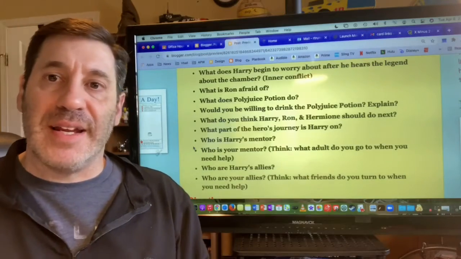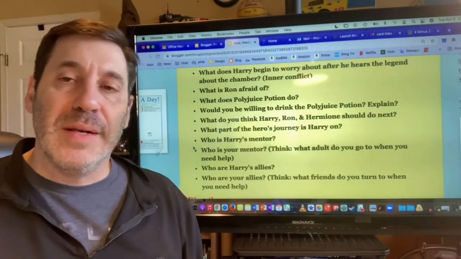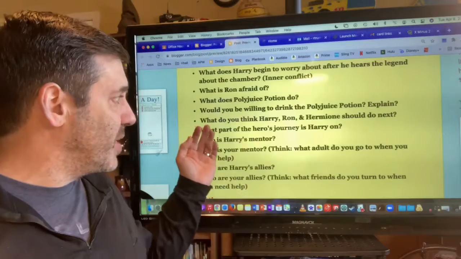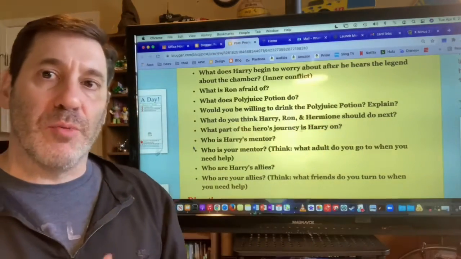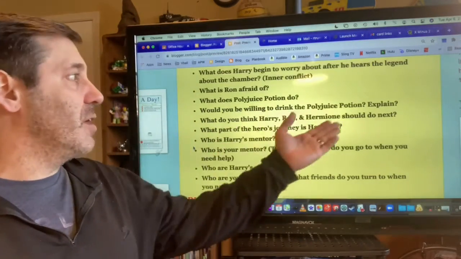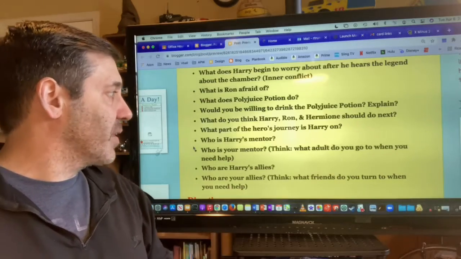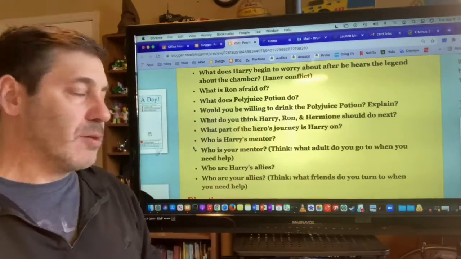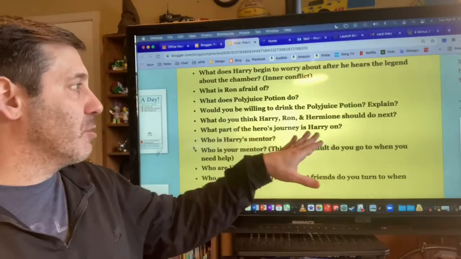Harry, Ron, and Hermione are thinking maybe it's Draco, and so they want to get information. So we can start thinking as we want to go and write a reflection. What should Harry and his allies do? Now, these last questions are all about the hero's journey. What part of the hero's journey is Harry on?